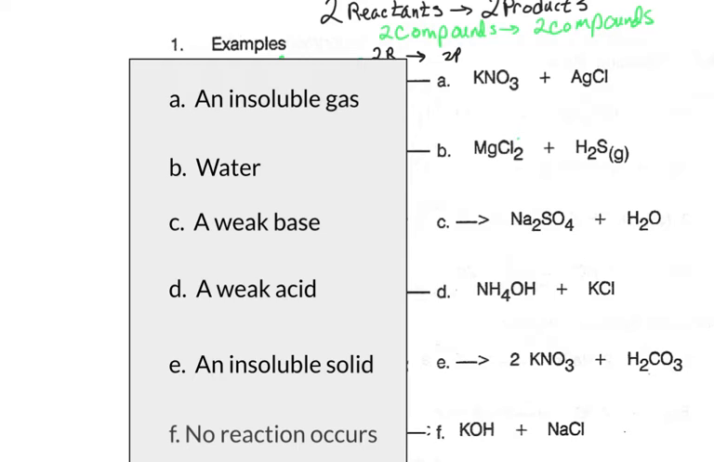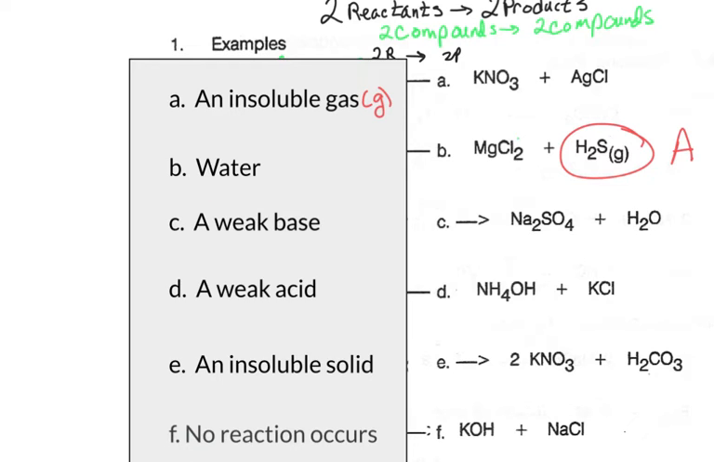I'm going to do this in a slightly different way. I'm going to look for each one by looking at the answer and seeing if I can find it on the product side. So let's start with an insoluble gas. Do any of these have a little G next to them? And hopefully you can see that letter B has H2S with a G next to it. Now if you were asked what causes this reaction to go to completion, you would circle the H2S to show what causes the reaction to go to completion. And if you were asked how do we know that this reaction goes to completion, you would say an insoluble gas forms. So that would be letter A if it were multiple choice.